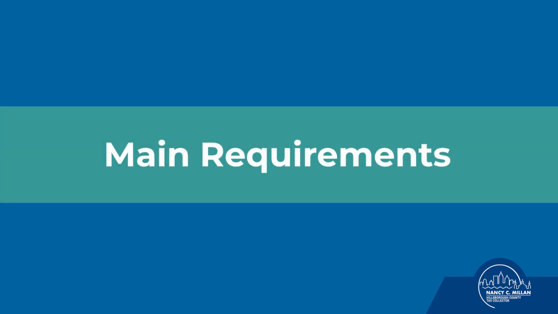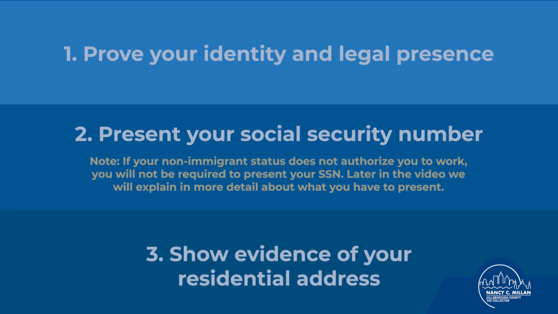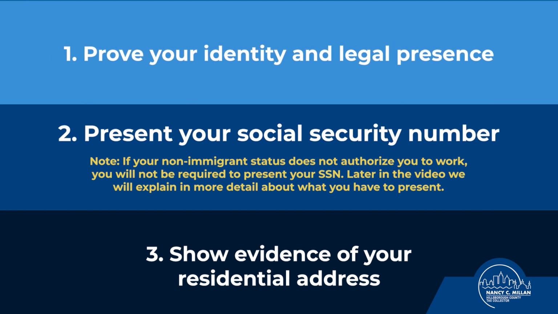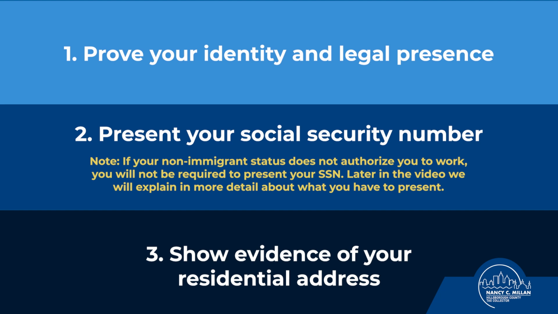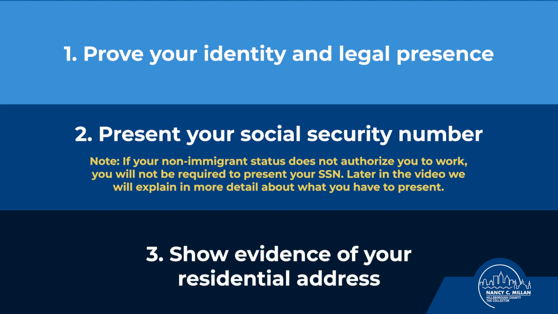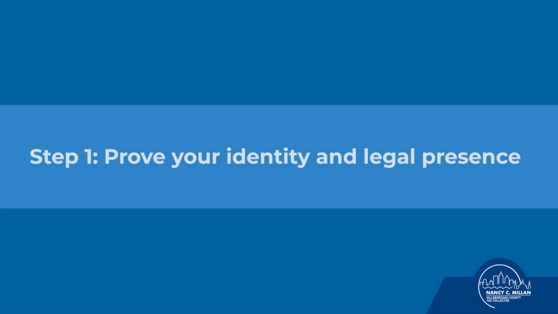Main requirements. You must complete the following requirements to obtain your identification card or driver's license. 1. Prove your identity and legal presence. 2. Present your Social Security number. Note: if your non-immigrant status does not authorize you to work, you will not be required to present your Social Security number. Later in the video, we will explain in more detail about what you have to present. 3. Show evidence of your residential address. Let's begin with the first step.